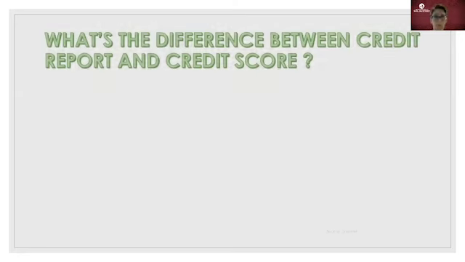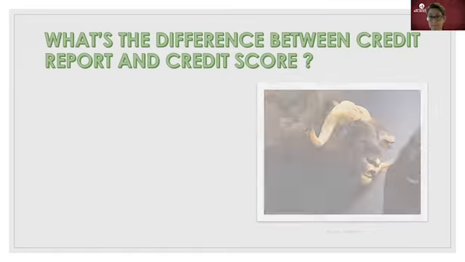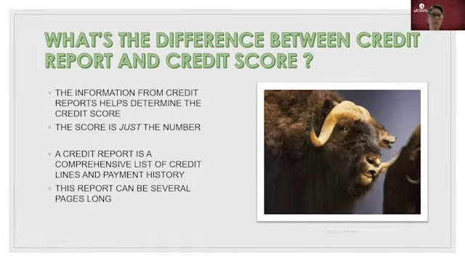What's the difference between a credit report and a credit score? So the information from the credit report helps determine the credit score, but the score is just the number. The credit report is a comprehensive list, right? So that's like everything you've ever done with your credit. And the credit report has everything on there and your payment history, and the report can be several pages long. It just depends on how much stuff you've done. And the score is just the number, right? It's like your GPA.